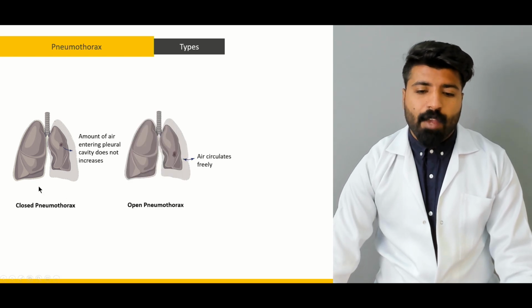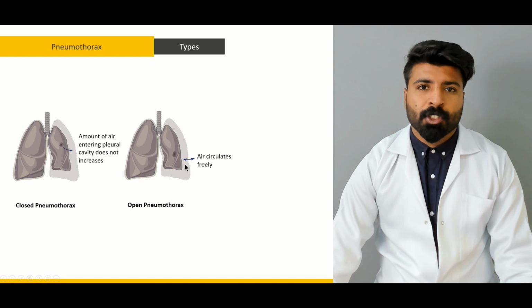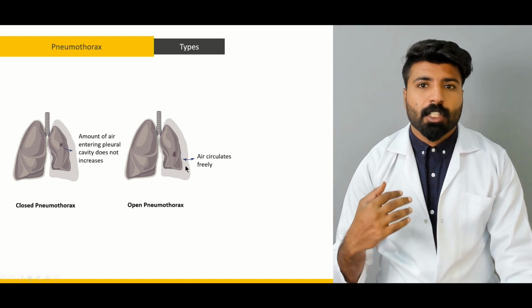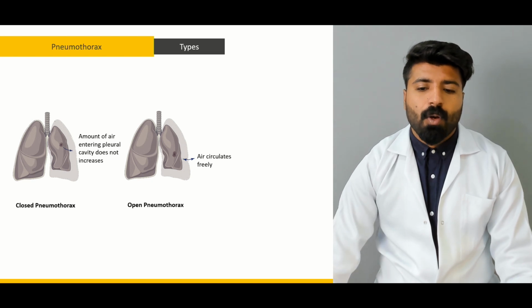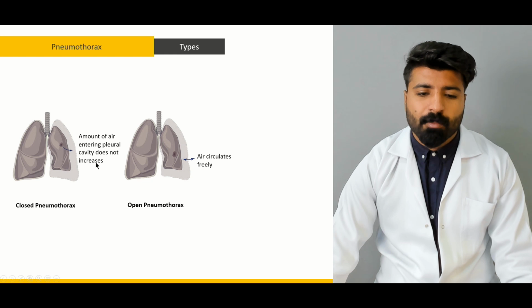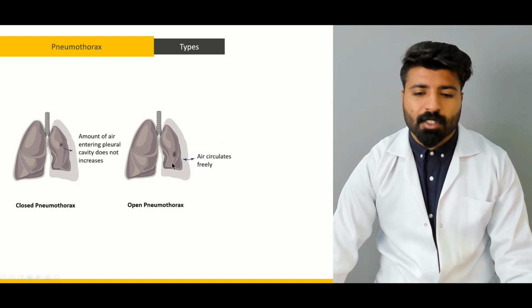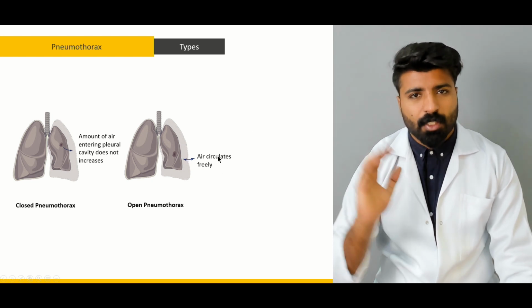So next we have open pneumothorax. Air circulates freely. That area which got punctured, that area which was exposed to the air outside, is still there. It's not being closed like closed pneumothorax. The amount of air is not the same as in closed pneumothorax. Air circulates freely. Air is coming in, air is going out. But in most cases, air is coming in.